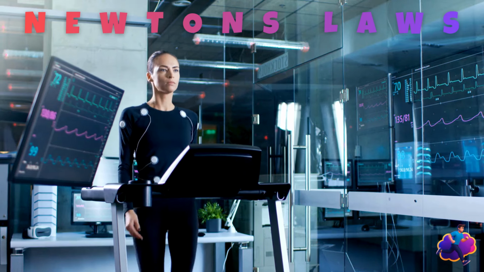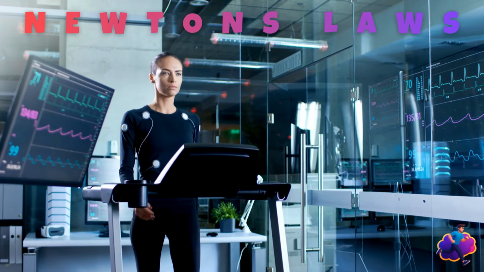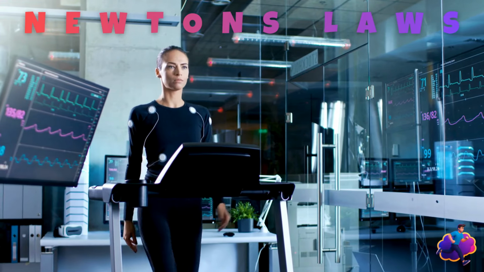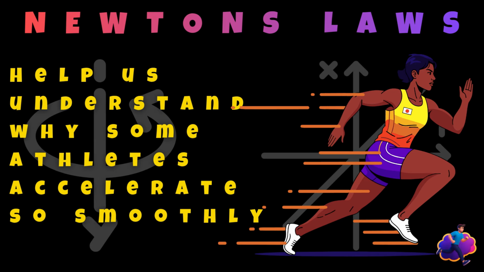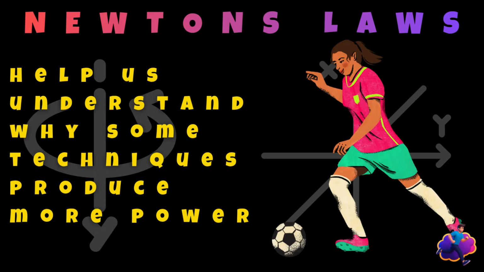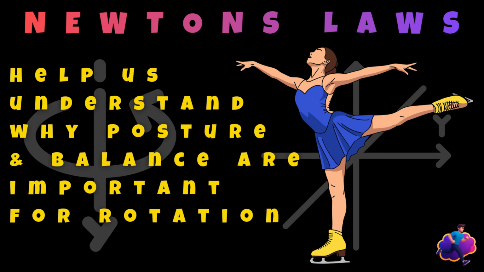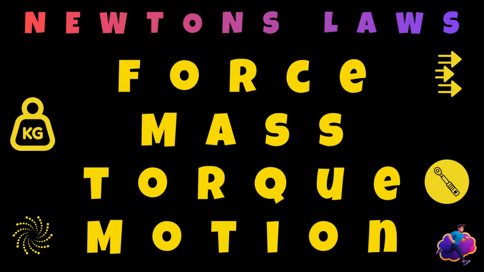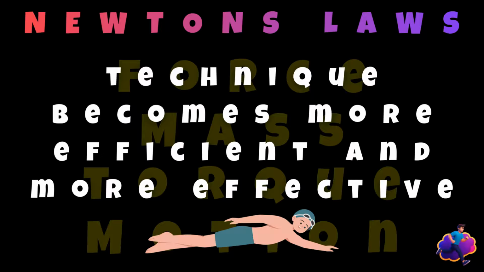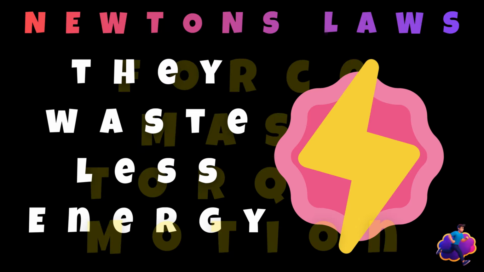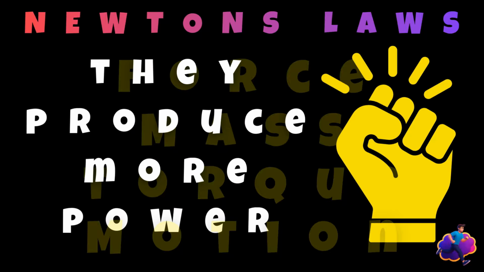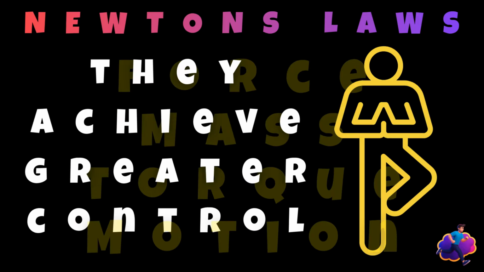And biomechanics helps us see these laws not just as abstract ideas, but as practical tools. They explain why some athletes accelerate so smoothly, why certain kicking or throwing techniques are more powerful, and why posture and balance are so important in rotational sports. When an athlete understands how force, mass, torque, and motion work together, their technique becomes more efficient and more effective. They waste less energy, they produce more power, and they achieve greater control.